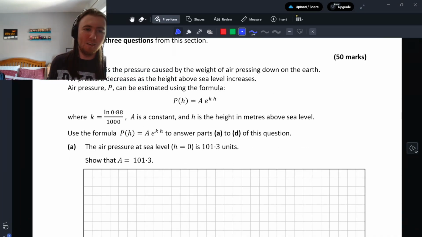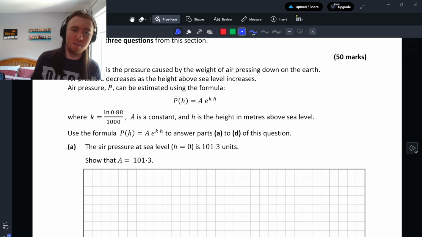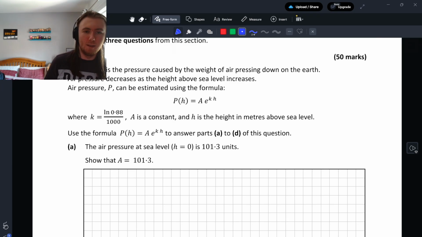All right, question 7. Air pressure is the pressure caused by the weight. Yeah, know that. Where k is that number, a is a constant, h is the height in meters above sea level. Use the formula a e to the kh.